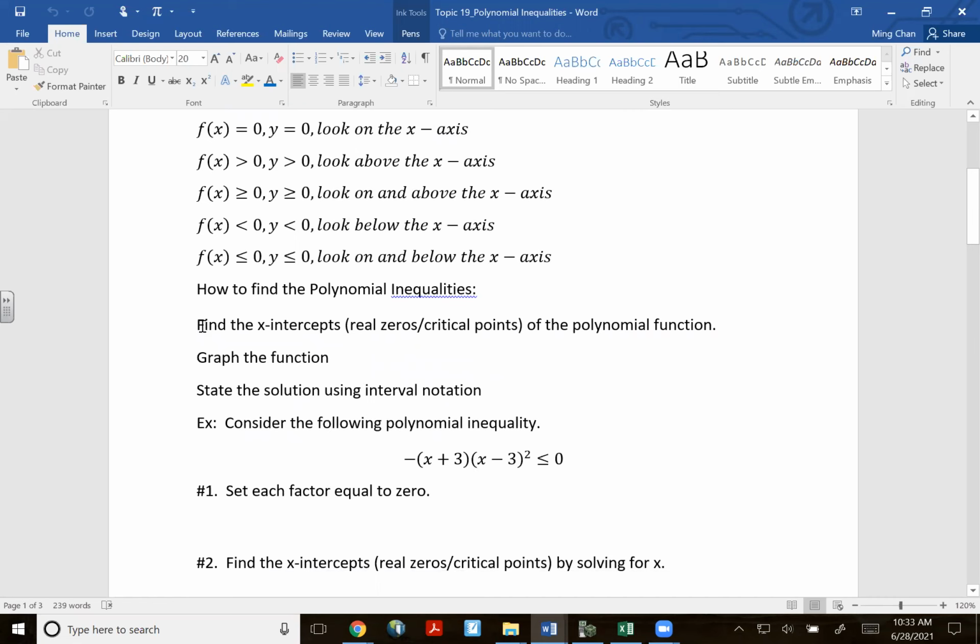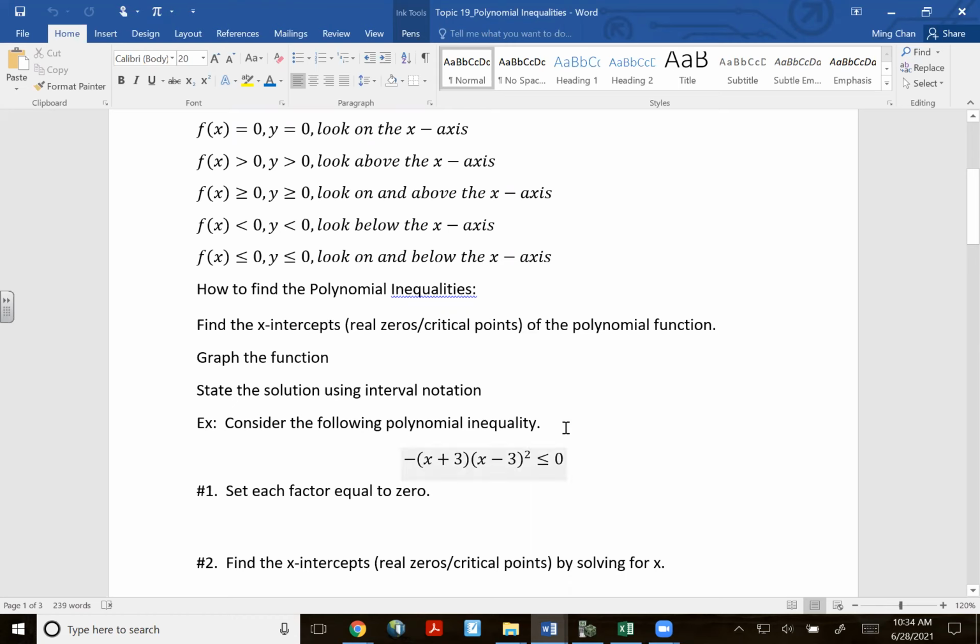All right, so how do we solve polynomial inequalities? Number one, we find the x-intercepts. These are also called the real zeros or critical points of the polynomial function. Then we graph it in the graphing calculator. Once we've graphed it and found the x-intercepts, those x-intercepts are your critical points. If you know what they are, you can easily state the solution using interval notation.